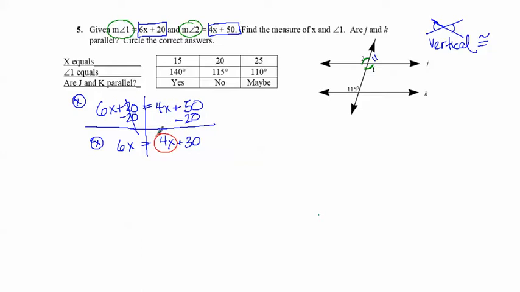I now take this 4x term that's on the left, cancel it out. Subtract that from both sides. 6 x's take away 4 x's, I just have 2 x's remaining. Bring down the 30. The last step is to divide by 2, and x is equal to 15.